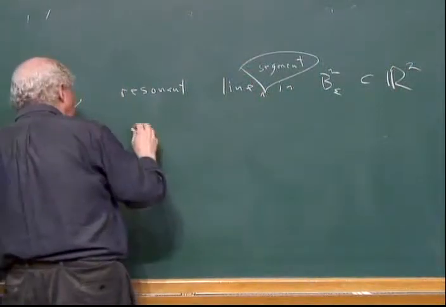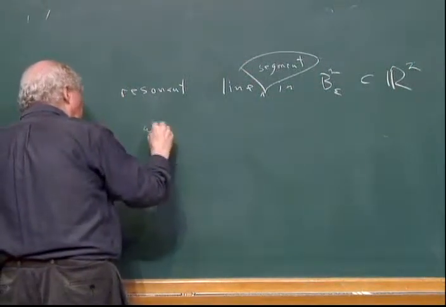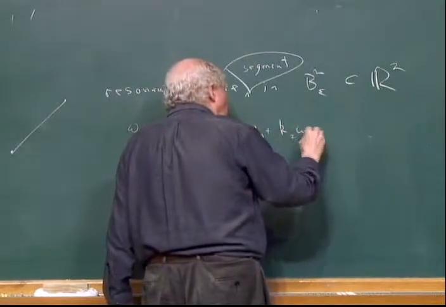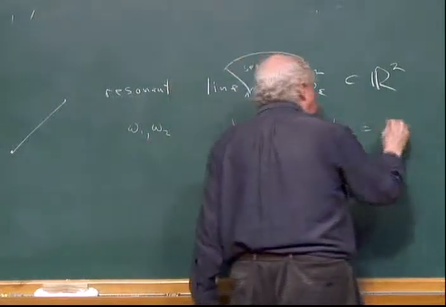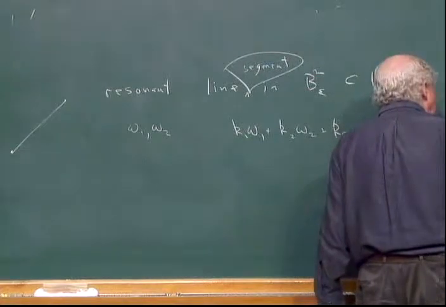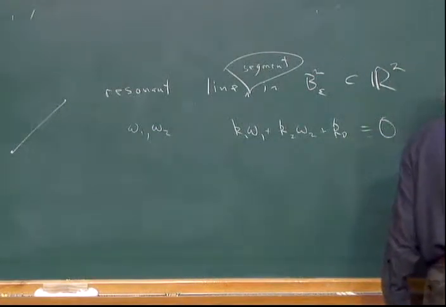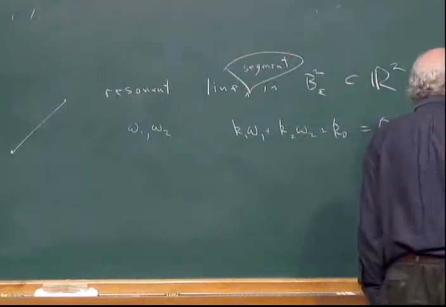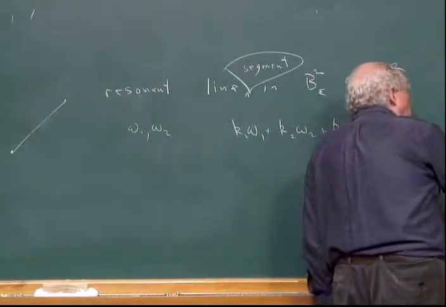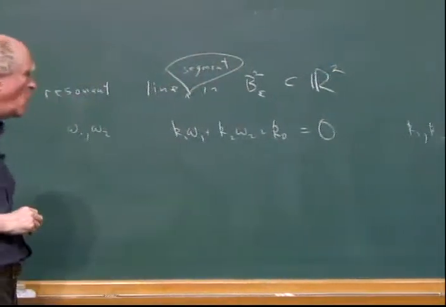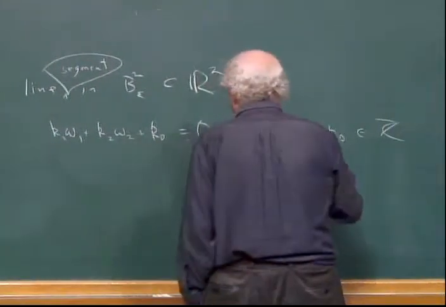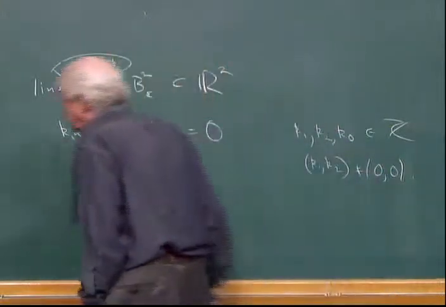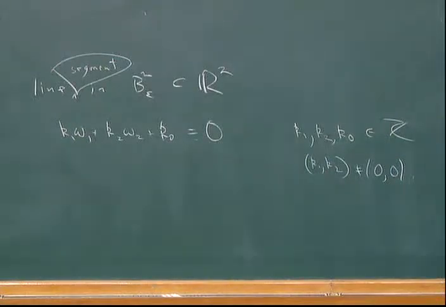Resonant means it's the set of (omega 1, omega 2) which satisfies a condition like K1 omega 1 plus K2 omega 2 plus K0 equals 0, where K1, K2, K0 are all in Z. And I might as well take them so that the greatest common divisor is 1, and I take K1, K2 not equal to 0. So that defines a resonant line.